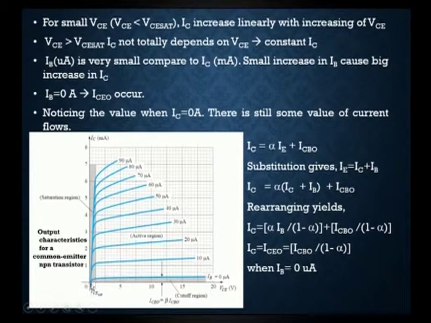So, when IC is equal to 0, there will still be some value of current flowing here, which we can observe. When IC is equal to 0, we can say some value of current flows here, as we can observe from the output characteristics.